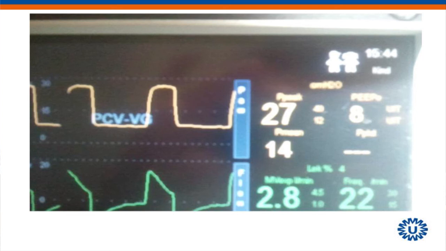What happened here? You see here a peak pressure of 26 and a plateau pressure of 19. How do we get the plateau pressure? Because we are in pressure controlled ventilation, we made an inspiratory hold for about 5 seconds. What we see is peak pressure is 26 and plateau pressure is 19.